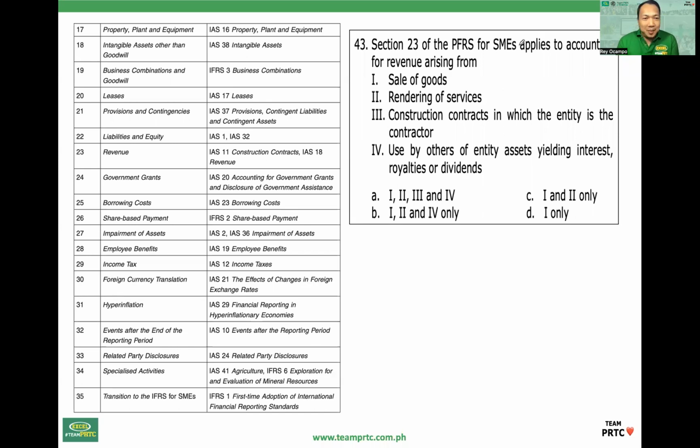Okay, class, let's continue. So number 43, that's in relation to section 23. So revenue. This section applies to accounting for revenue arising from, ang sagot dyan, letter A: sale of goods, rendering of services, construction contracts in which the entity is the contractor, and use by others of entity assets yielding interest, royalties or dividends. Yung 1, 2, and 4, yan yung covered, galing dun sa IAS 18. And then yung number 3 in relation to construction contracts, IAS 11.